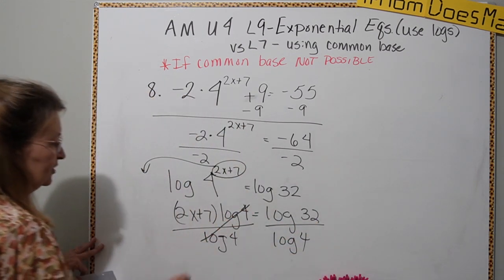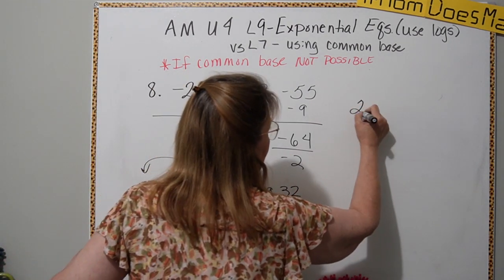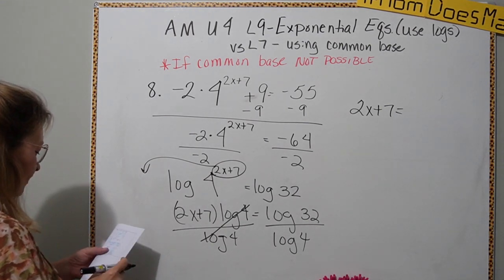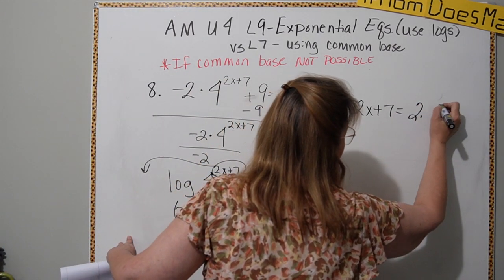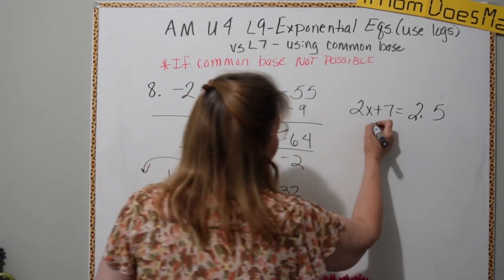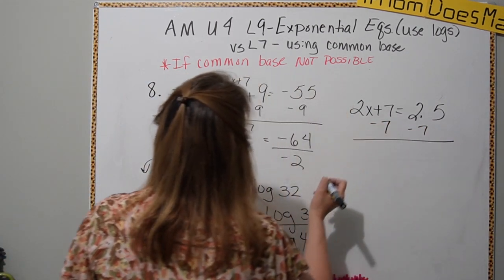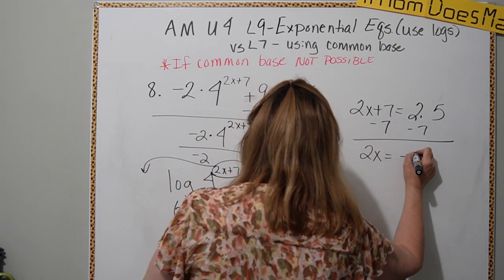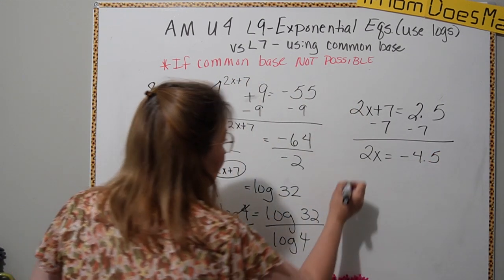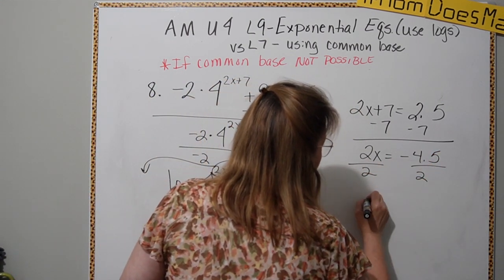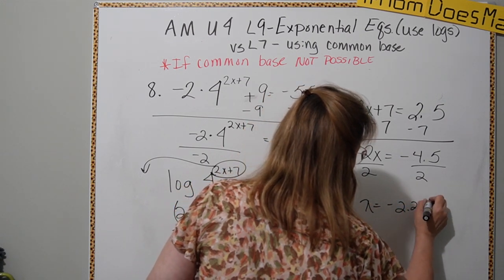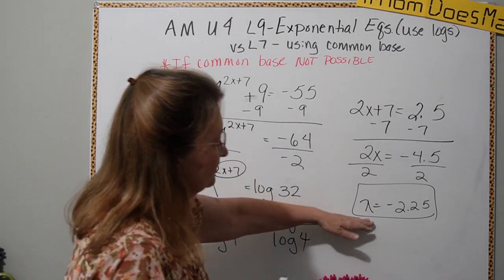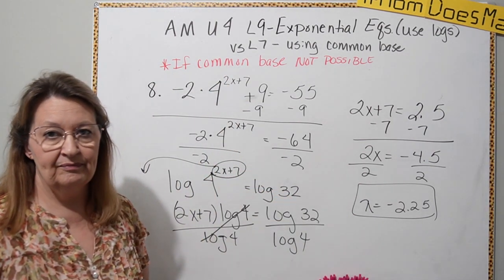Okay. These two cancel out and leave me with 2x plus 7. These two, when I put them in the calculator, are going to give me an answer of 2.5. So now I am subtracting 7 from each side. So that's going to leave me 2x here and give me negative 4.5 there. Divide both sides by 2. And x is equal to negative 2.25. And it'd be a good idea to plug that back in, make sure it works. I did, so this is not an extraneous root.